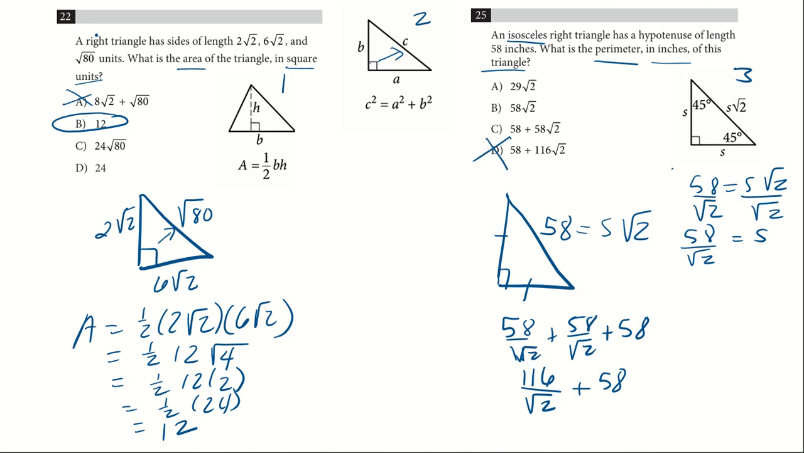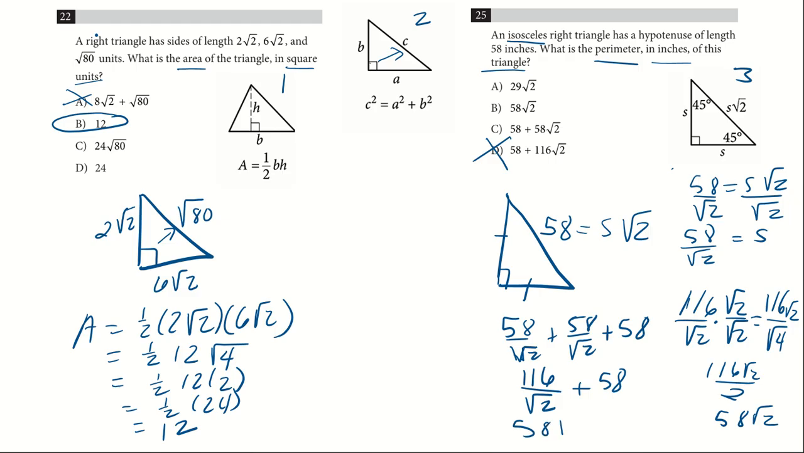So what I can do is put that all in my calculator, or I can rationalize my answer. So let me show you how to do that. I'm going to multiply both the numerator and denominator by the square root of 2. If I multiply anything by itself, I get 1. But if I multiply that denominator, it's going to get rid of that root because it's going to give me a perfect square. Okay, so then I'm going to have 116 square root of 2 over 2. And then when I divide 116 by 2, I get 58 square root of 2, plus 58. And that gives me answer C.